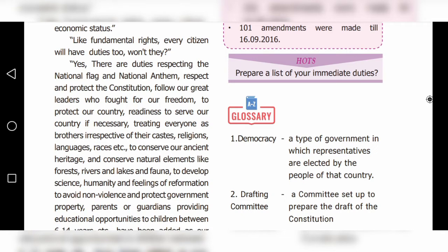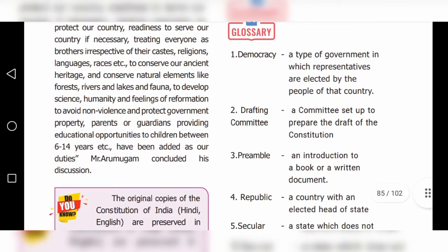We have to protect and keep safe the Constitution. Follow our great leaders who fought for our freedom to protect our country. So, we have to give respect to the freedom fighters also. Okay, children. And we should develop science, humanity and feelings of reformation to avoid violence. So, we have to develop our science.